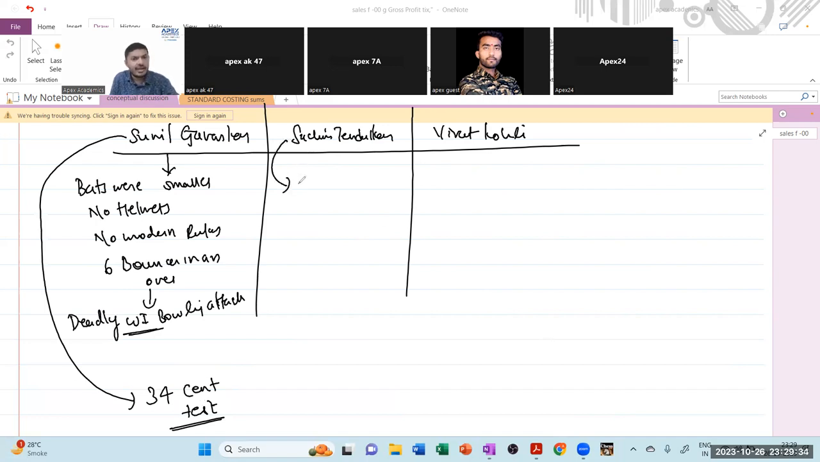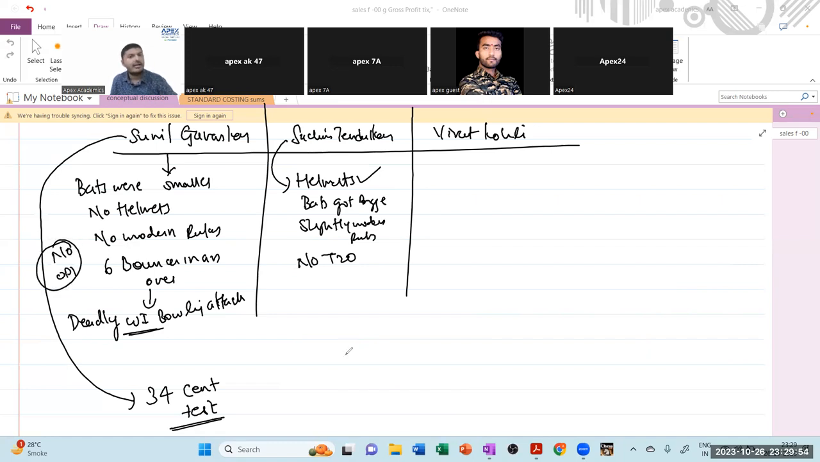In Sachin's time, helmets were there. Helmets had started to come actually. The bats got bigger. There were slightly modern rules. There was no T20 cricket, and ODI came later. And you had a deadly South African, Australian, and Pakistan bowling attack. You have to accept it was deadly.